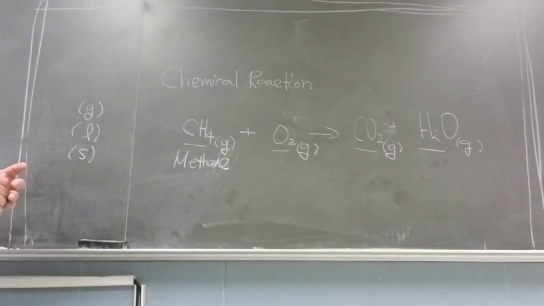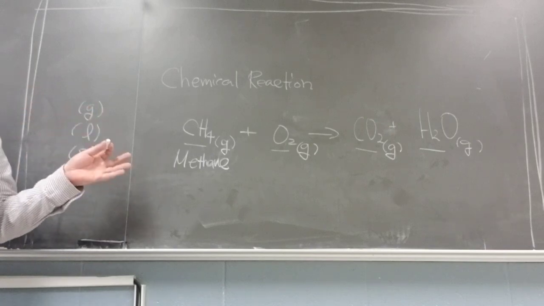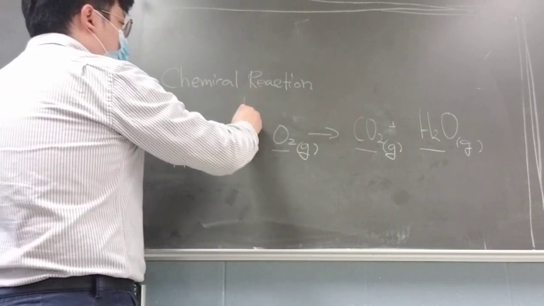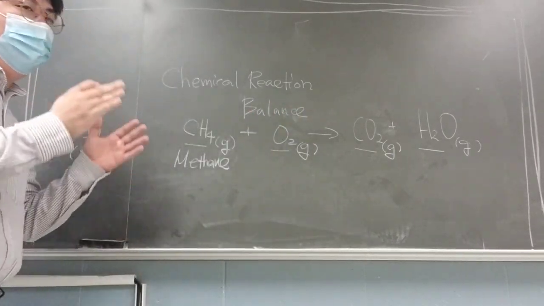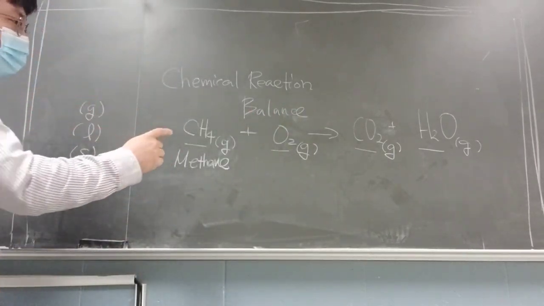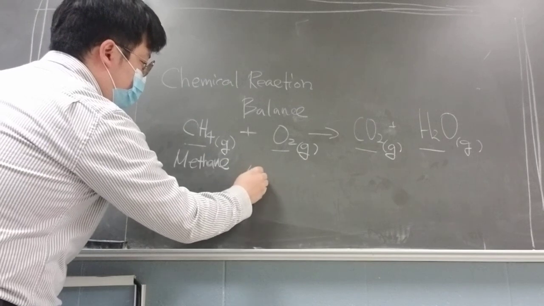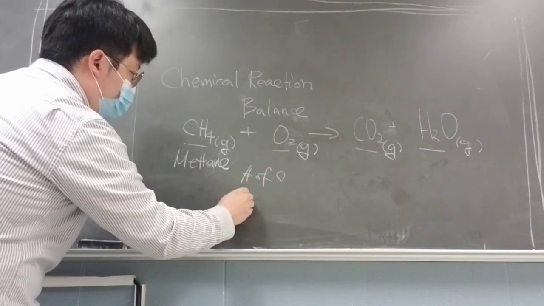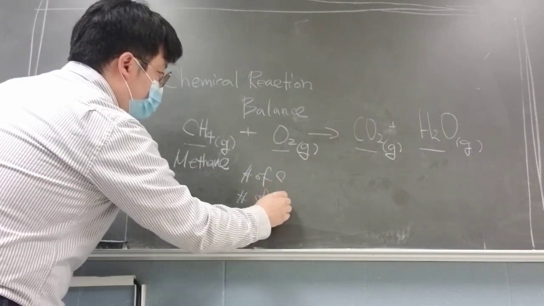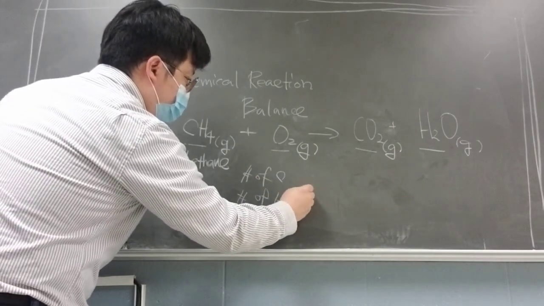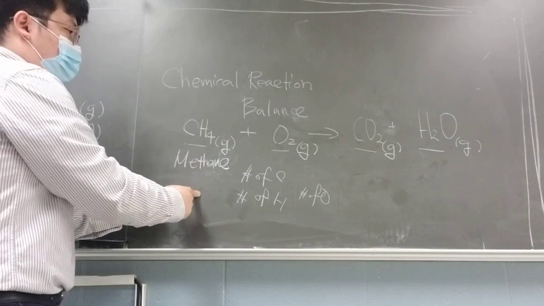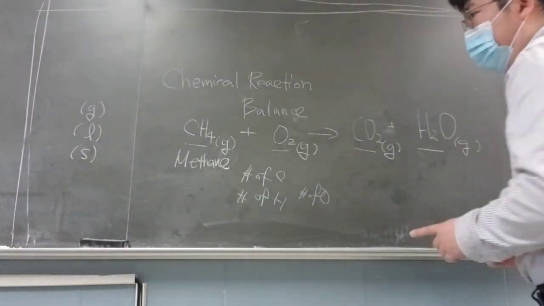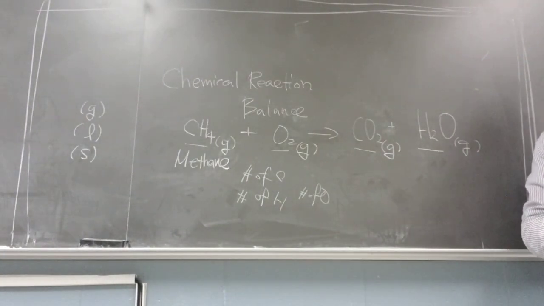So meaning you need to balance the equation, left to right. So the number of carbons, the number of hydrogens, and we also have oxygen, right? The number of oxygens should be the same on the left and on the right. So this is what we need to do now.